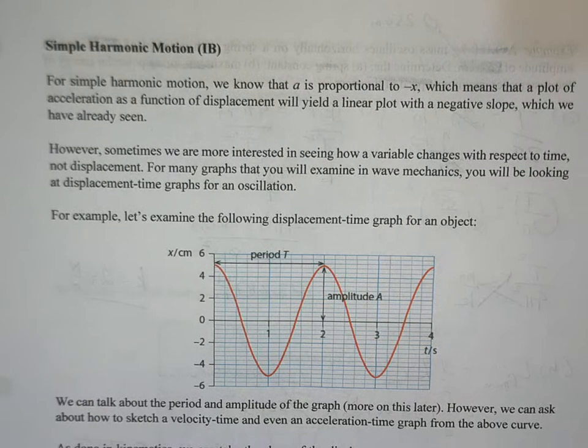So for IB, we have to do a little bit more discussion with simple harmonic motion, and we want to look at some different graphs. So we've looked at some plots, like the acceleration as a function of displacement, where we get that negative linear curve, or the velocity as a function of the displacement, where we get that hat-shaped, or dome-shaped, curve. Sometimes, though, we're not really interested in how these variables change as a function of displacement. We're actually interested in seeing how these functions change over time.